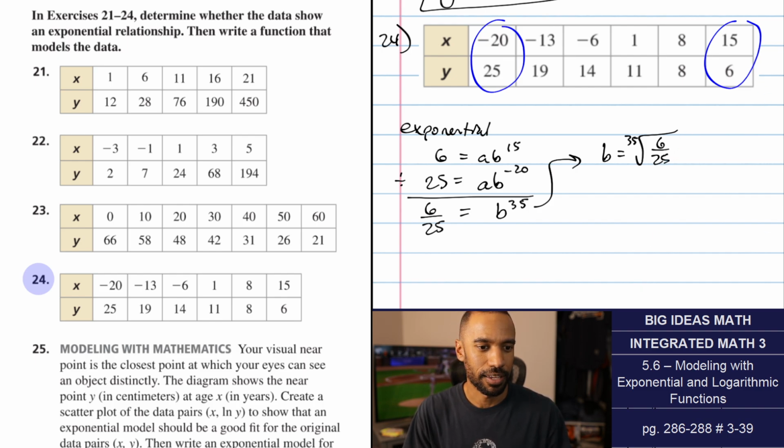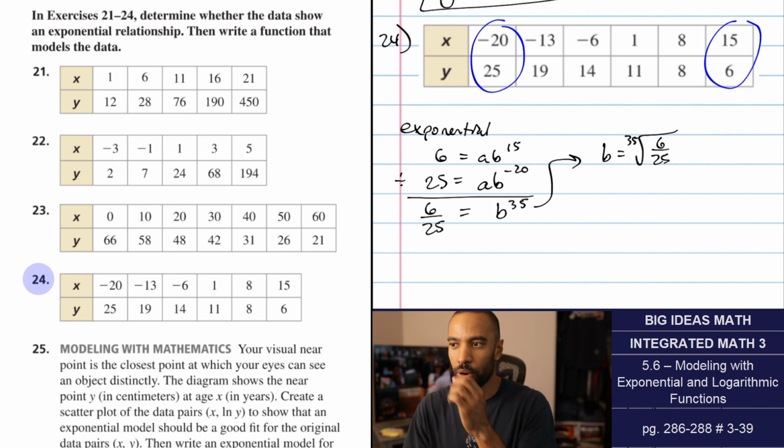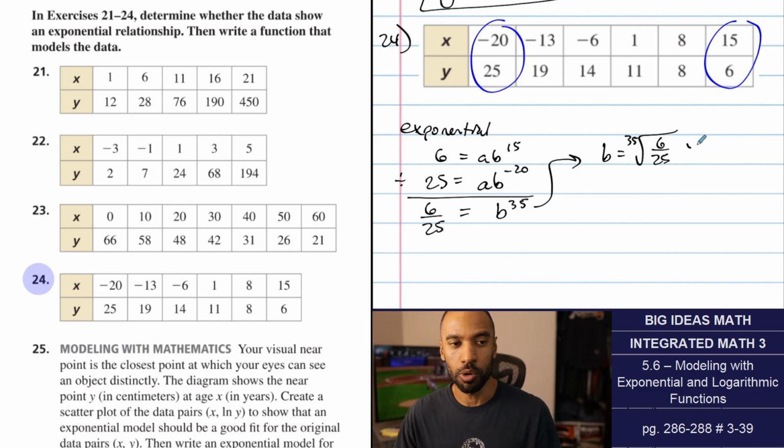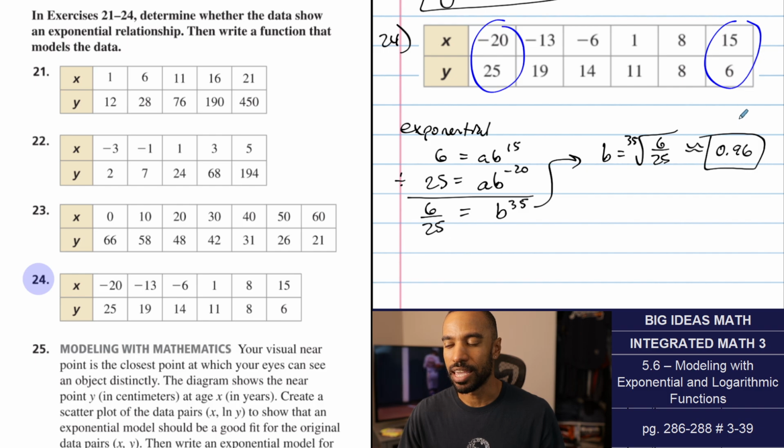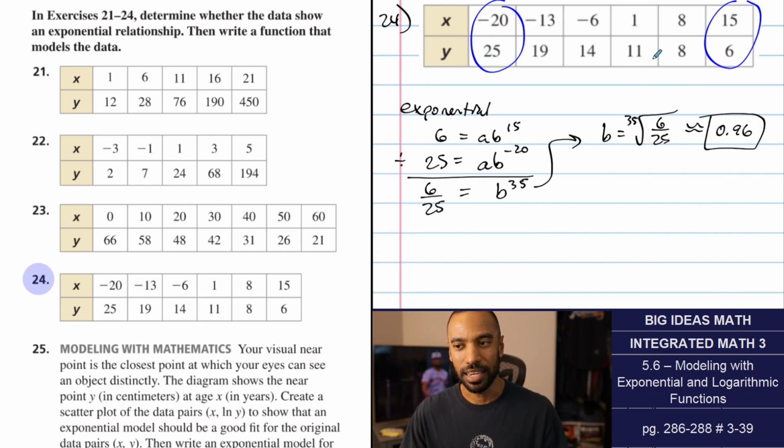6 over 25 raised to the 1. Oh, and that's 0.24. That's an exact number. Oh, duh. 1 over 35th power. Okay, 0.96, and it's 0.9600. So I'm going to take that 0.96 answer and take it to the grave with me. I like that number as an approximation. It's pretty good. And I think that's reasonable for what we're talking about here as well.